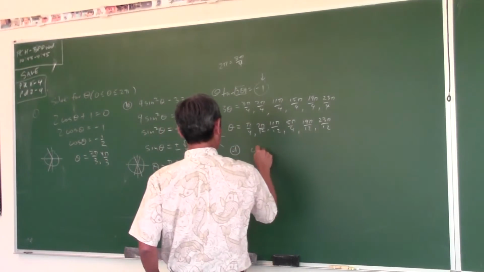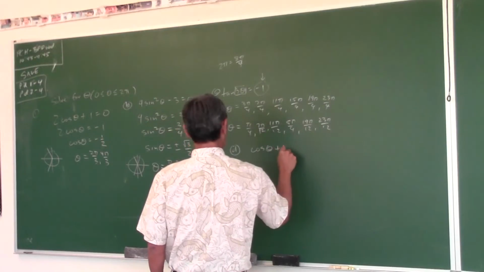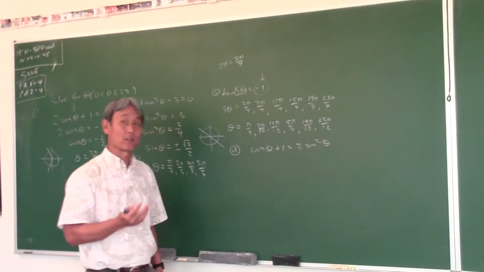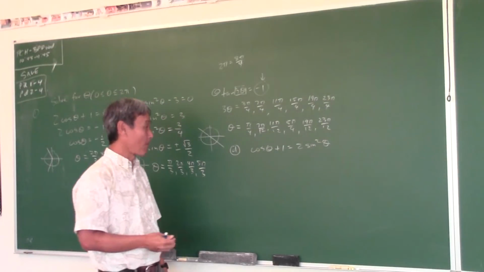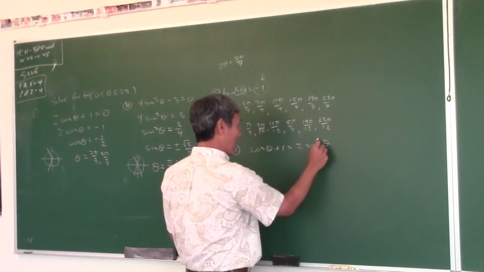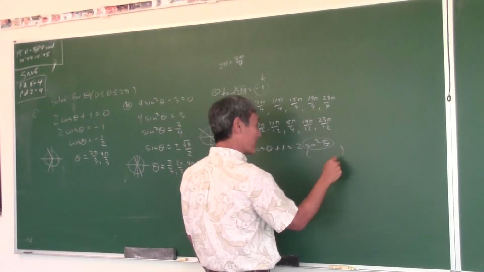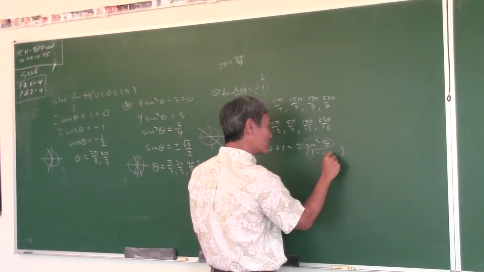D, cosine theta plus 1 is equal to 2 sine squared theta. Okay, now with these problems, you're going to have to start using identities to solve the problem. So, sine squared theta, what can I do with that? Well, use the Pythagorean identity, 1 minus cosine squared theta.